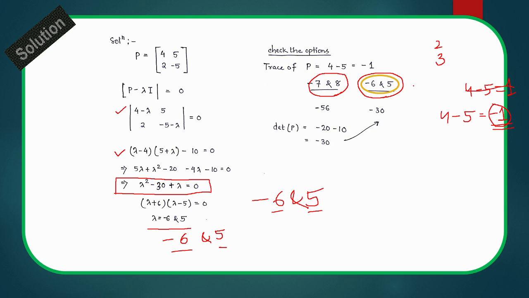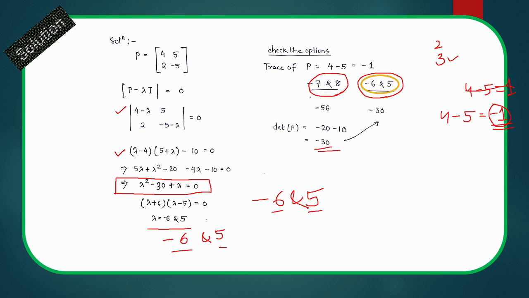So the other two options are eliminated. Now we'll see the third property. The third property says the determinant of the matrix should be equal to the product of the eigenvalues. So here you can calculate the determinant, which is equal to minus 30.